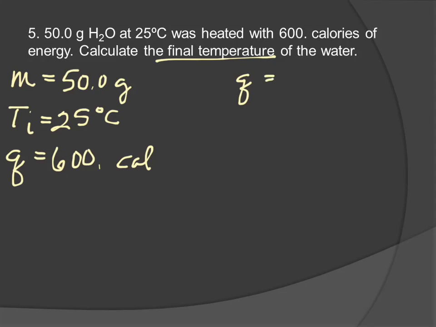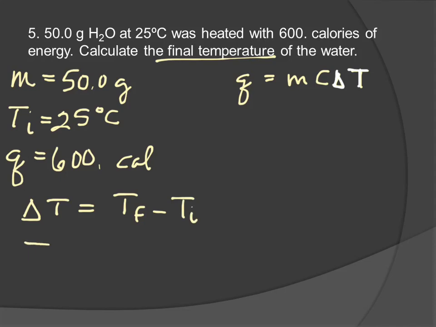So Q equals MC delta T, that equation again. Well, is TF in there? Not directly. If we knew what delta T was, could we calculate TF? We could. So this problem requires a little more thinking. We always need to remember that delta T equals T final minus T initial. So what does T final equal?